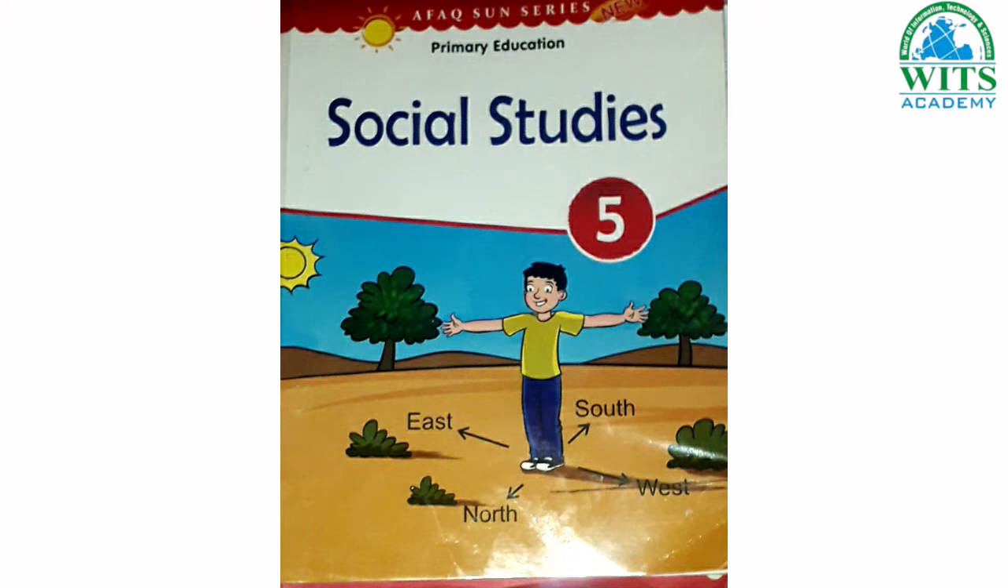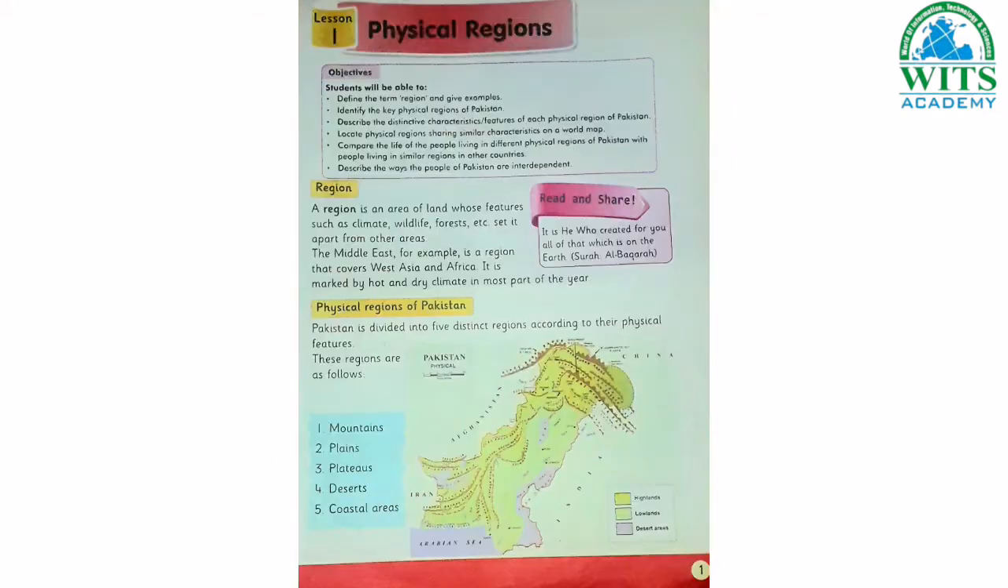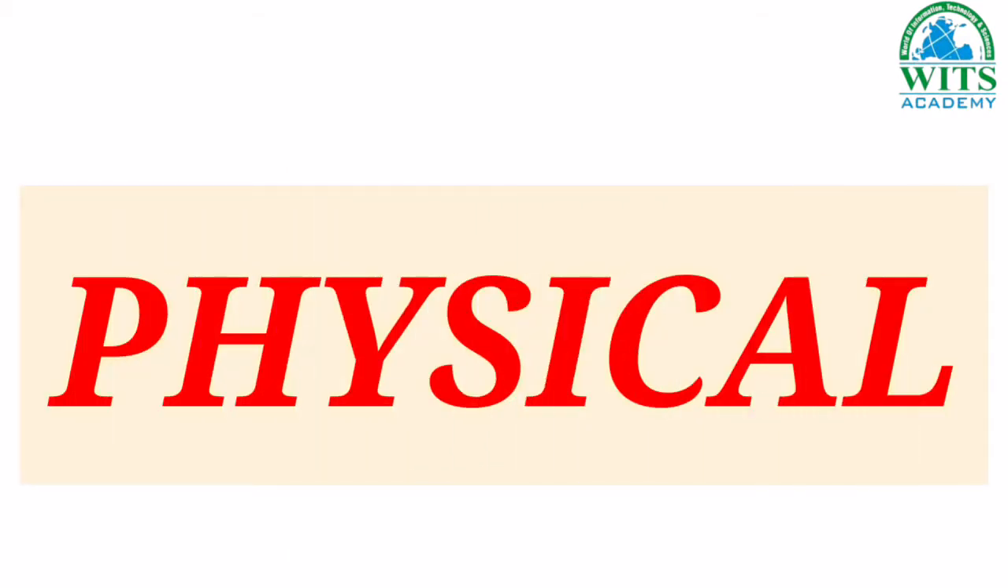Students, this is your social studies book, so take it in your hand. Today we are going to start lesson number 1, physical regions. Students, first of all you should know what is meant by physical. Physical means the thing which exists.